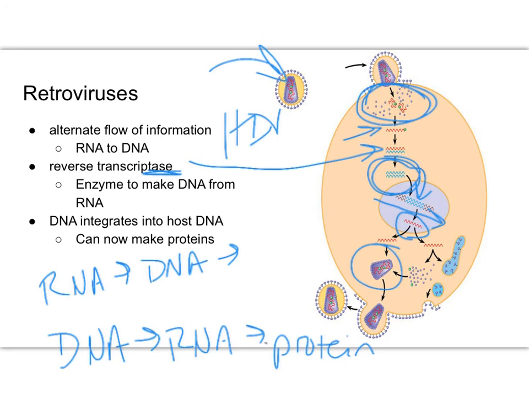So we'll do some more work with both of these things in class. We'll fully model translation again in class, and we'll talk a little bit more about retroviruses in class. But this is important at this stage because we need to realize it's basically an exception to our DNA to RNA to protein rule.